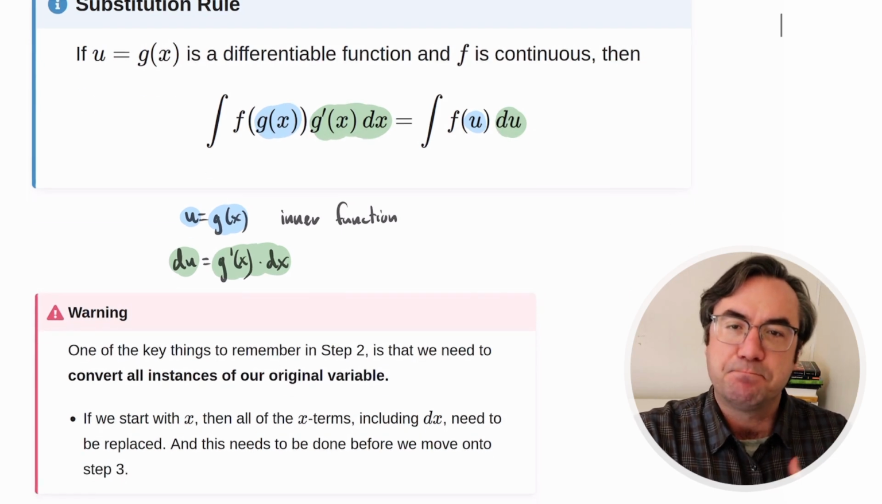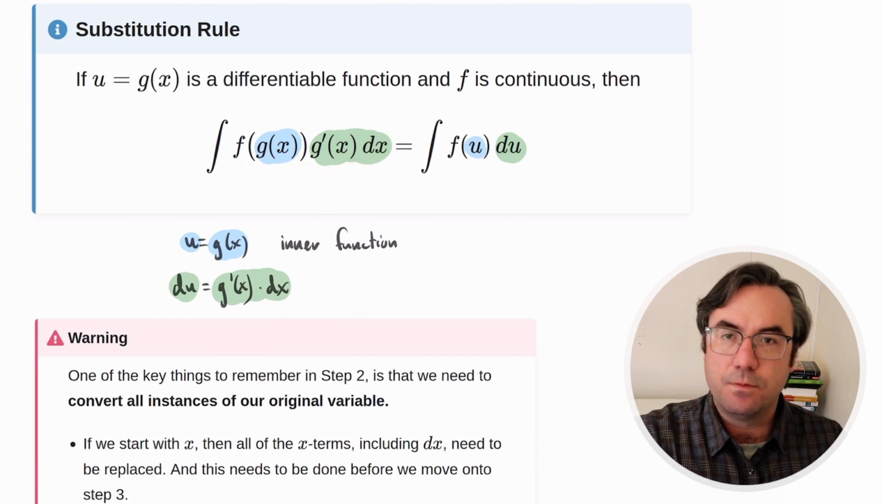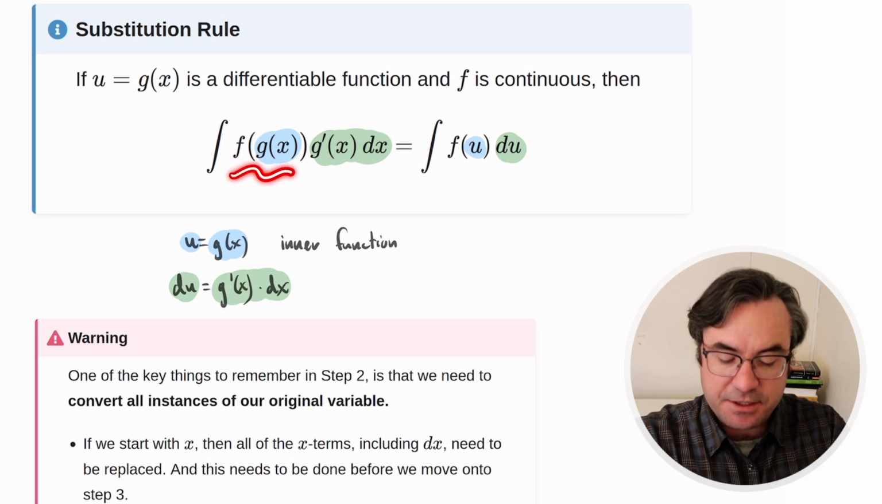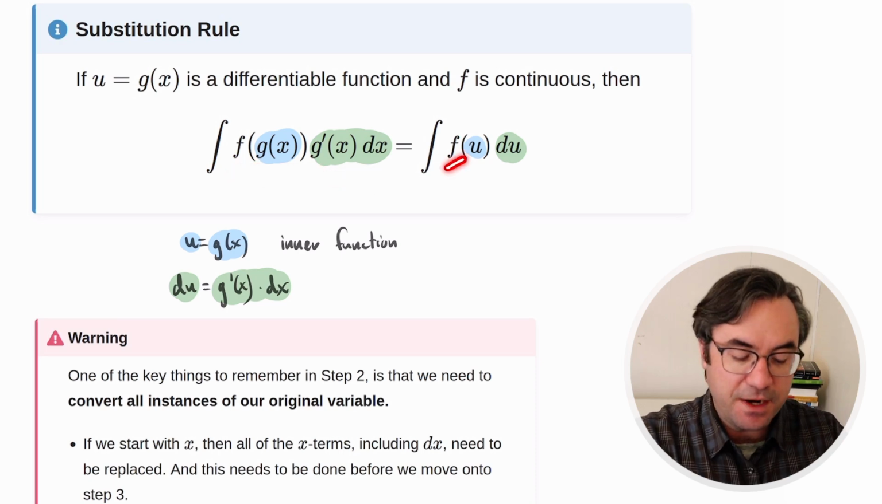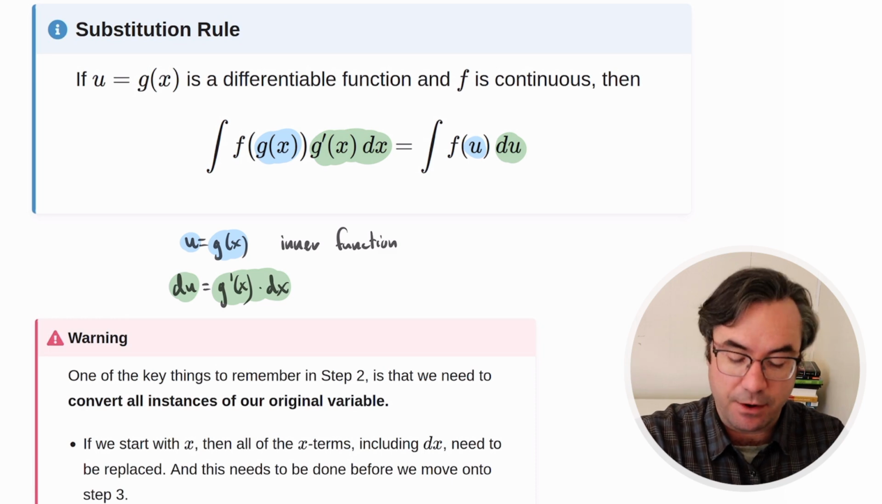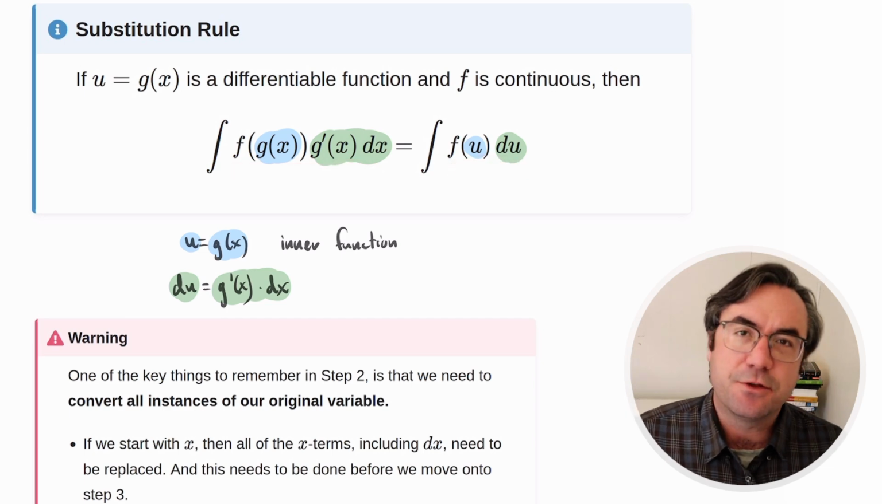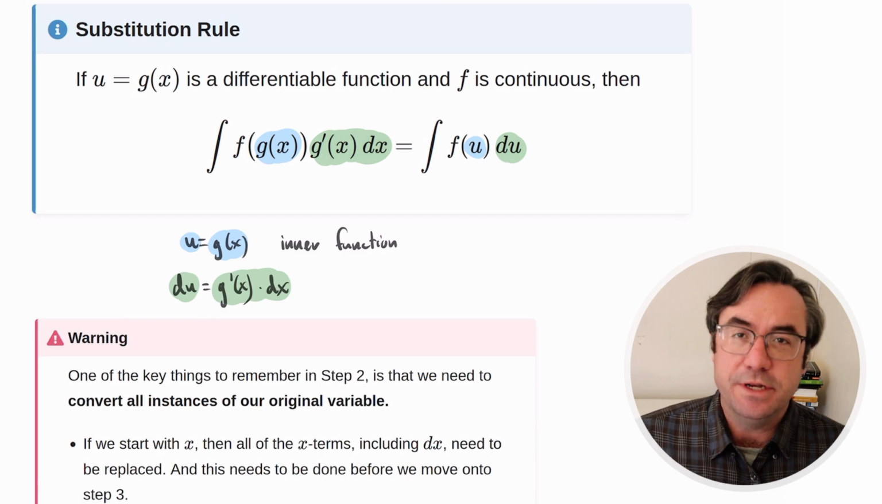When we're doing this, it's important to remember all of the x terms that we have here eventually have to get replaced with u terms. So there's really no way around it. We've got to get rid of all the x's here, and in some way they have to either get replaced with u or du.